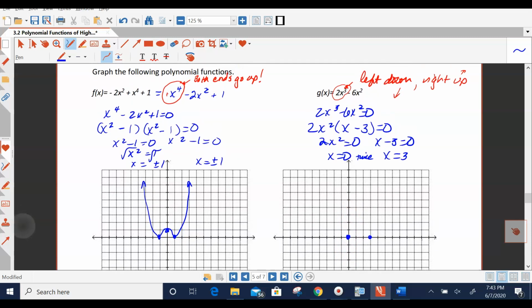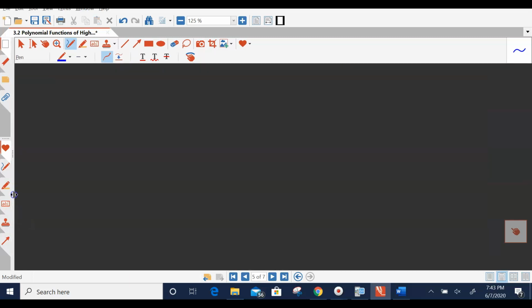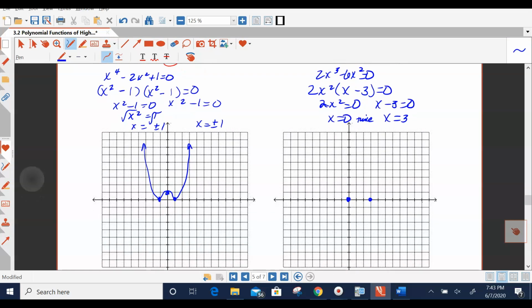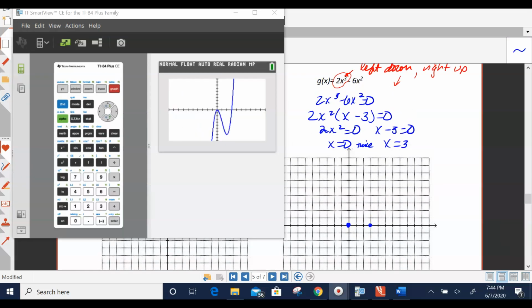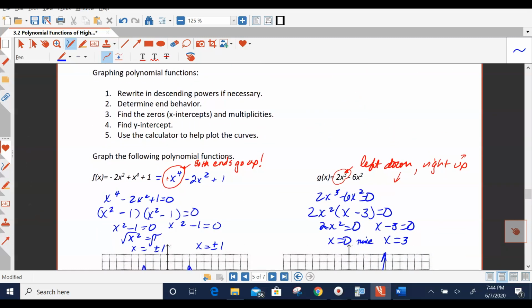I know it goes down on the left, up on the right. At the 0, it's twice, so it's going to be bouncing. So let's go to the calculator and check it out. So here's what the graph looks like on our calculator. Notice the left side is going down, the right side is going up. That's what we said. It's bouncing on the 0, and it's crossing over here at the 3. So let's do our best to emulate that graph. Good enough. So we want to follow these guidelines when we're graphing polynomial functions.